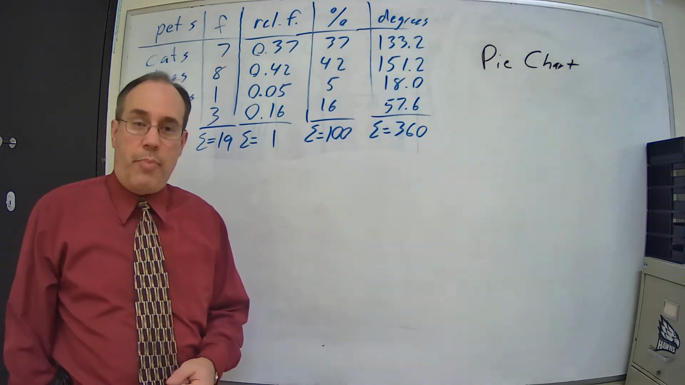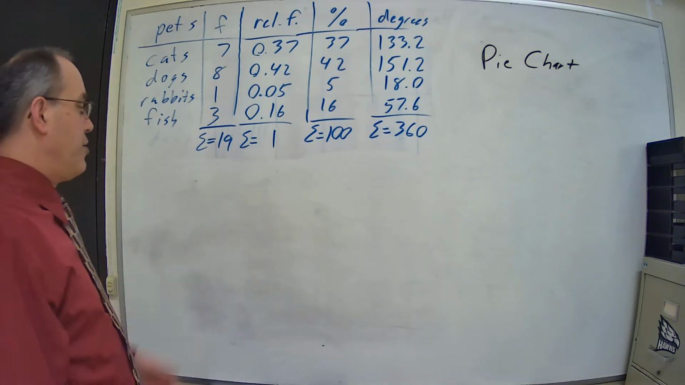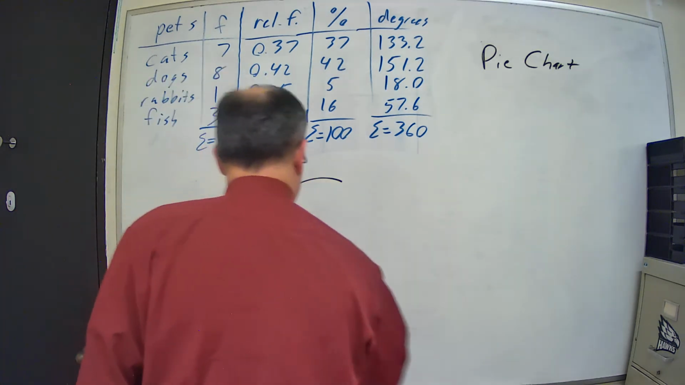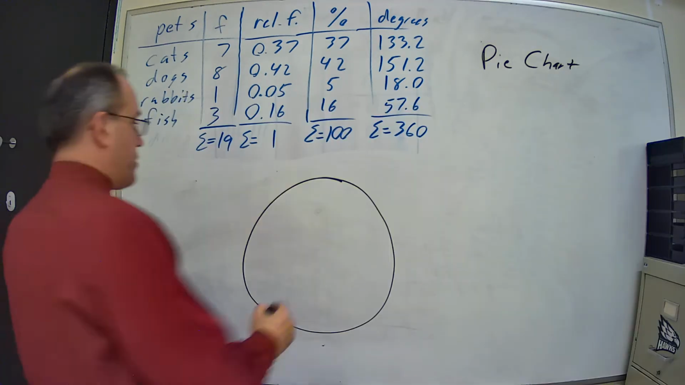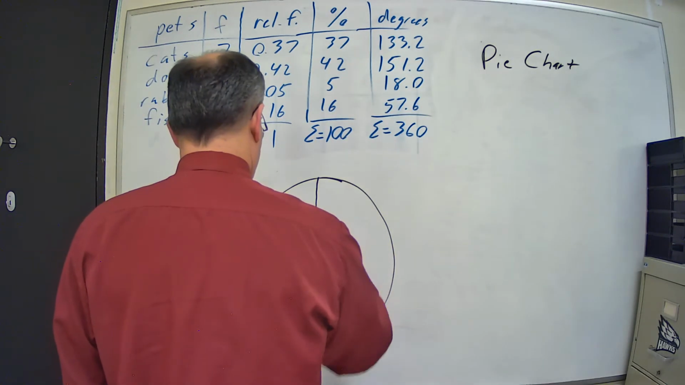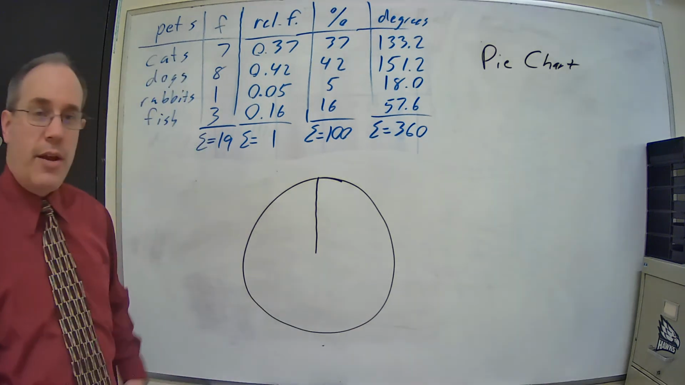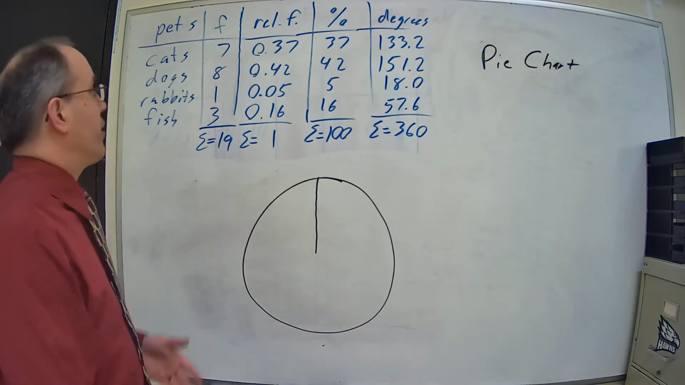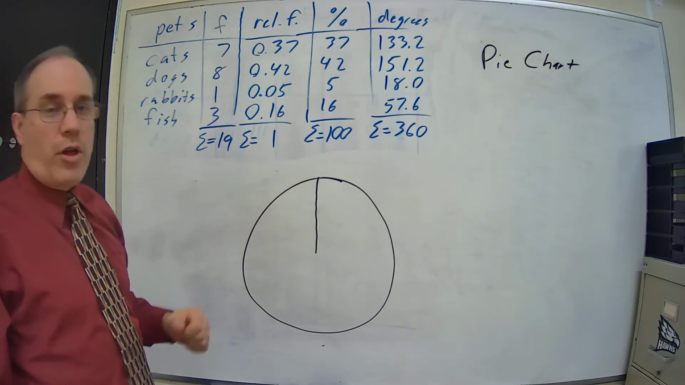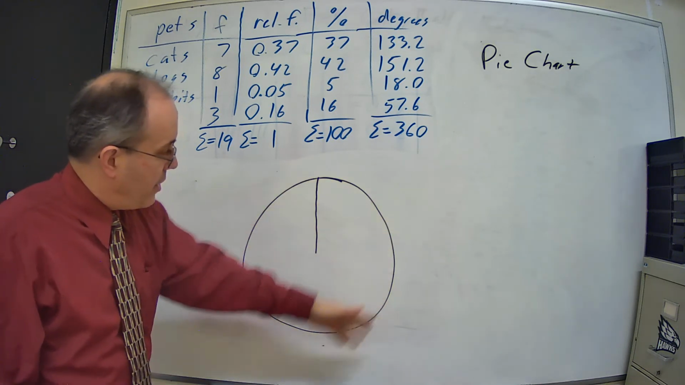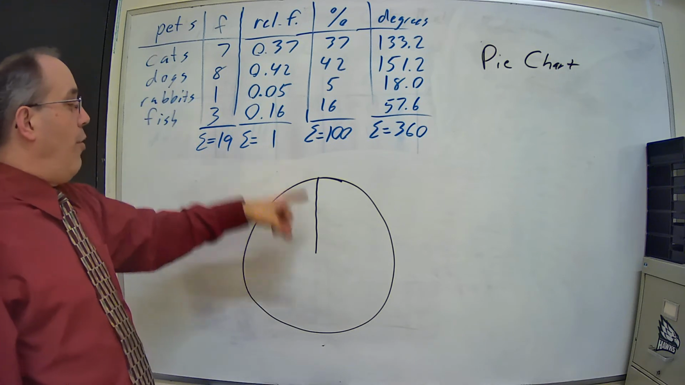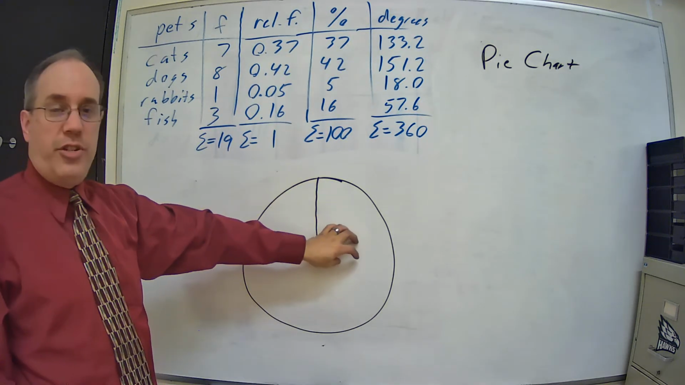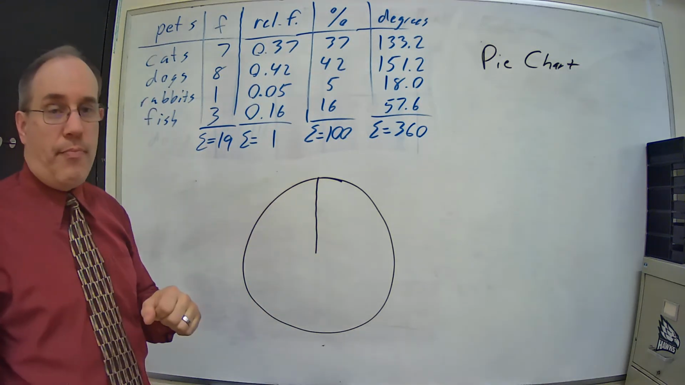Okay, so now let's do a pie chart. Remember, a pie chart is that circle. You always start top center. So there we go, I'm going right to top center. You always start with the largest category, going to the smallest category, going in clockwise fashion. And you always put the percentage in here along with the category name.